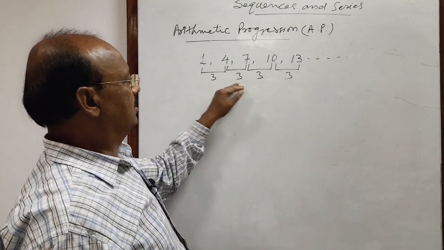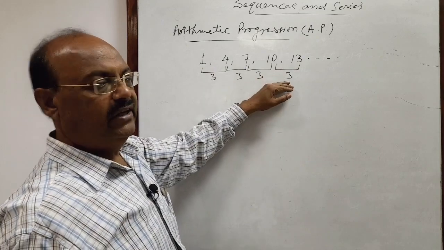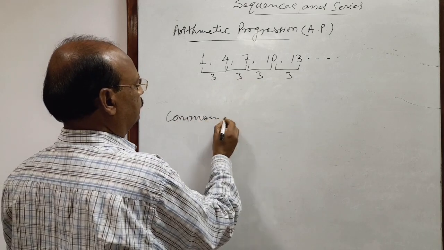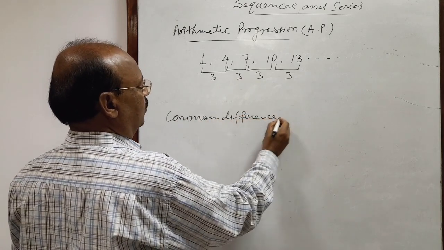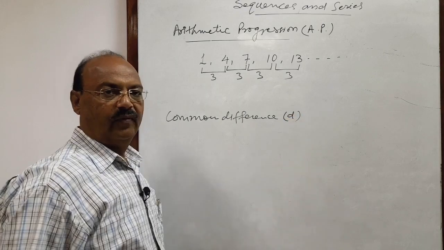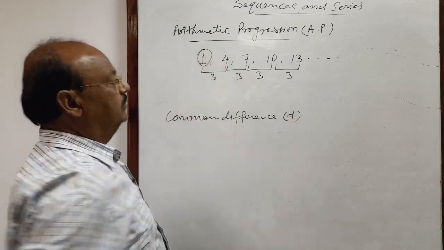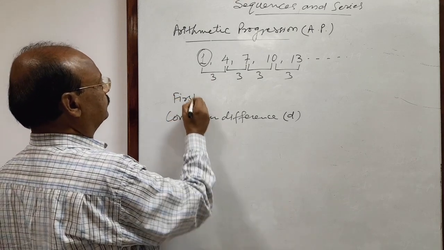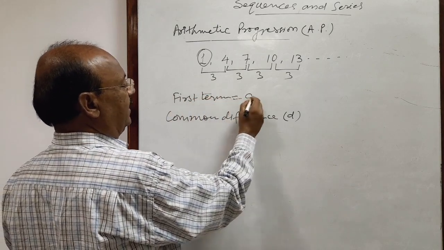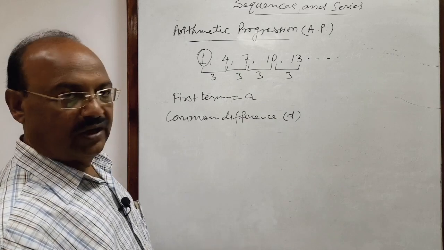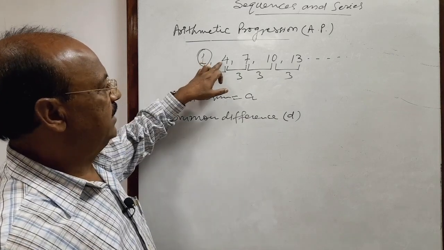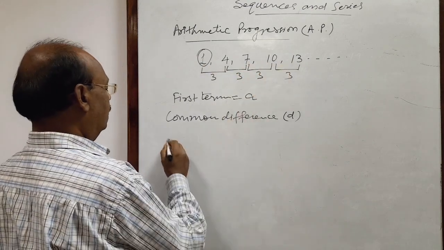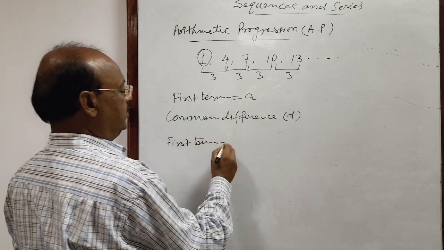So this difference between two consecutive terms is always constant, and this difference is known as the common difference, which is denoted by d. And here the first term is 1. The first term of an arithmetic progression is denoted by small a. Correct? So this is the first term, this is the second term, this is the third term, this is the fourth term, this is the fifth term. So the first term is denoted by a.